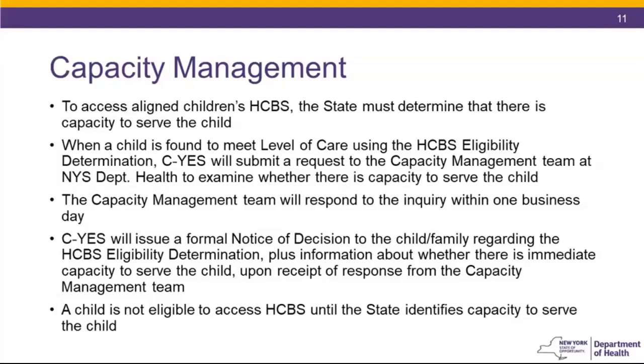A child is not eligible to access HCBS until the state identifies capacity to serve the child. So they're going to get their HCBS eligibility determination. If they're determined eligible, CS is going to reach out to the capacity management team, which will respond within one business day with whether or not there's immediate capacity to serve the child. And that information, whether there's capacity and the outcome of their HCBS eligibility determination, will be communicated to the child or family in one notice of decision letter.